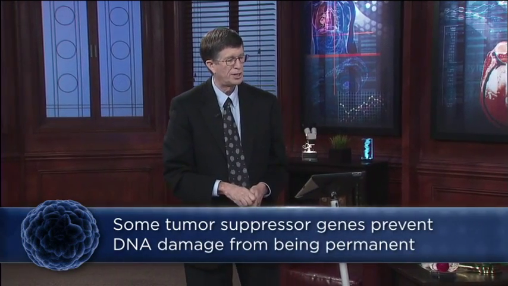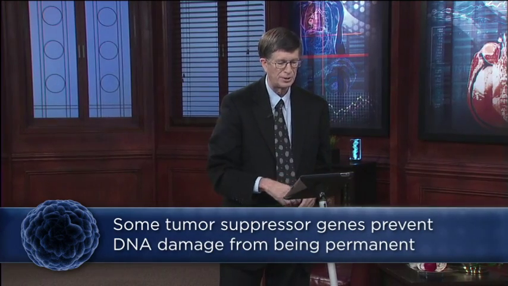Some tumor suppressor genes prevent DNA damage from being permanent. Let's go back to SV40, the monkey virus. And remember Dulbecco's model. SV40 infects normal rodent cells and can cause a tumor. It transforms them into a tumor.